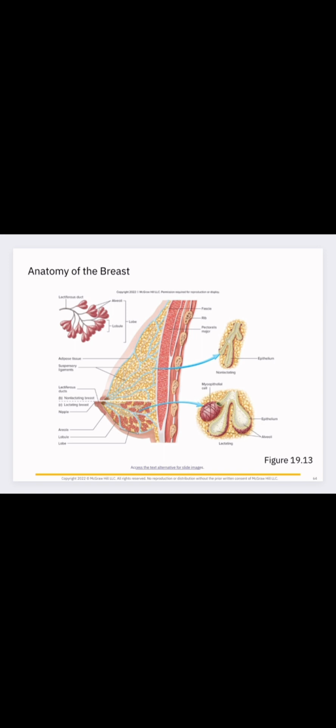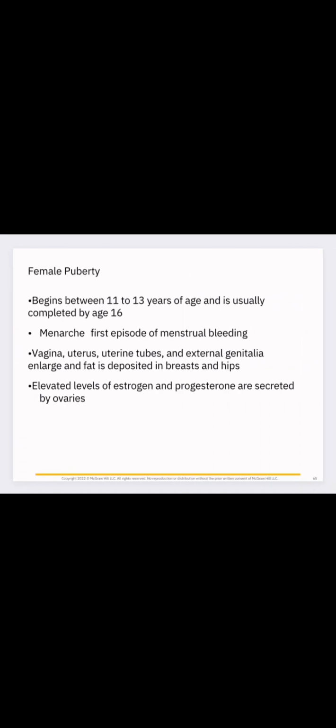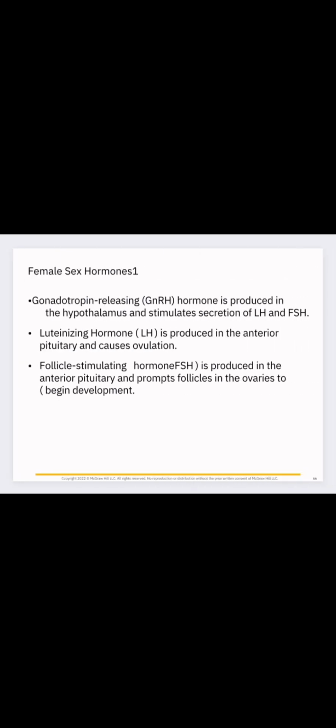Anatomy of the breast. Female puberty begins between 11 to 13 years of age and is usually completed by age 16. Menarche, the first episode of menstrual bleeding. Vagina, uterus, uterine tubes, and external genitalia enlarge, and then fat is deposited in breasts and hips. Elevated levels of estrogen and progesterone are also secreted by the ovaries.